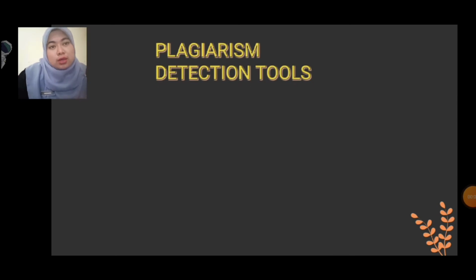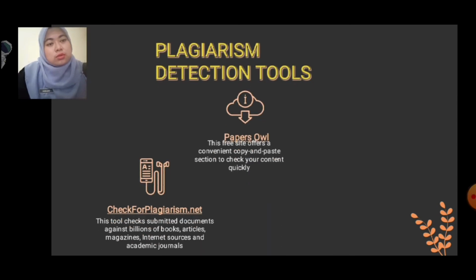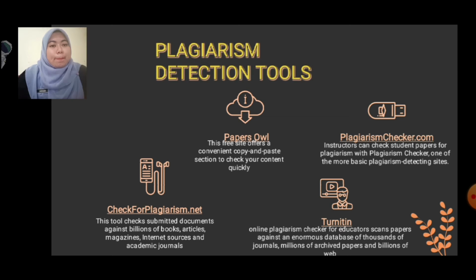So next is plagiarism detection tools. Okay, there are 4 examples of detection tools. The lecturer usually uses these detection tools to check or double check their student assignment. So there are 4 examples that I took from Google, which is checkforplagiarism.net, Paper Rater, Turnitin, and plagiarismcheckers.com. So usually we use Turnitin.